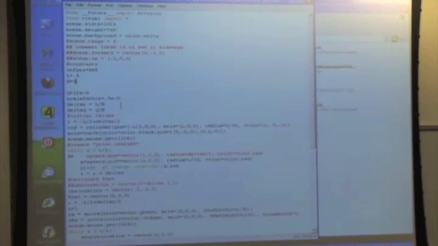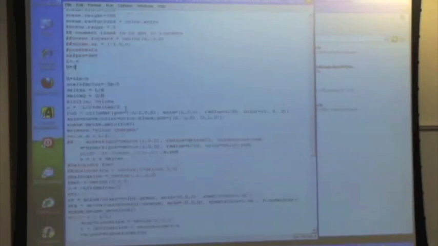Our observation location is on here somewhere, I believe. Observation location is 0.1, comma 0.2, comma 0. And so it should be the exact same setup. So let's run this. Okay, so here's our charge rod lying along the x-axis.